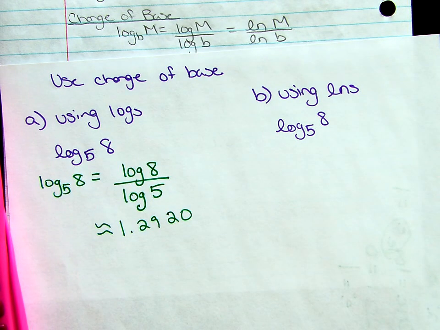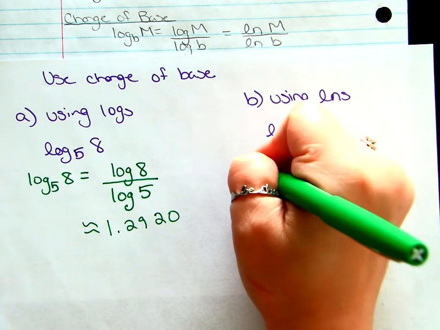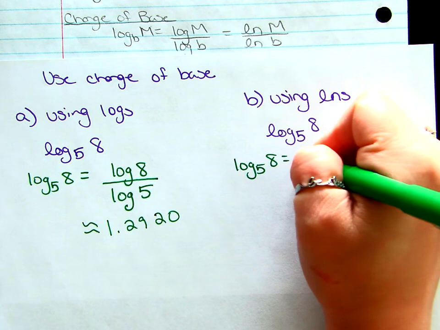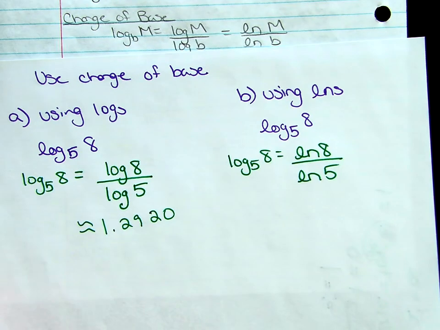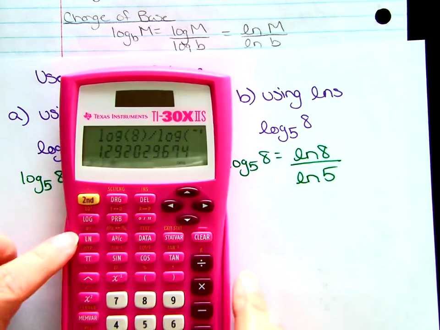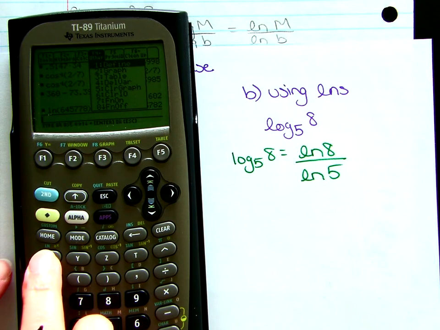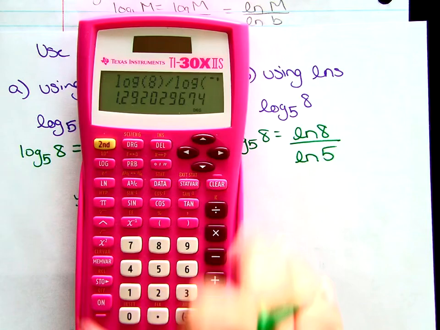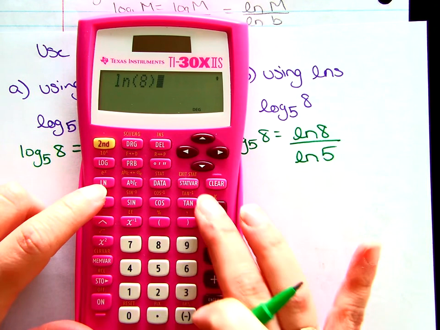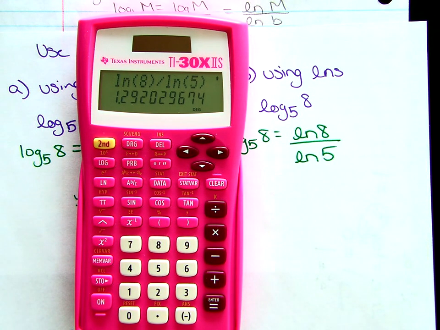Now we're going to do the same thing, but we're going to use ln. So log base 5 of 8 is going to be ln of 8 over ln of 5. On this calculator, it has its own ln button. Sometimes your ln button is part of another button and you have to hit second and then that button. It just depends on your calculator. So ln of 8 divided by ln of 5. Notice we get the exact same thing. So it does not matter which way you want to go with it.